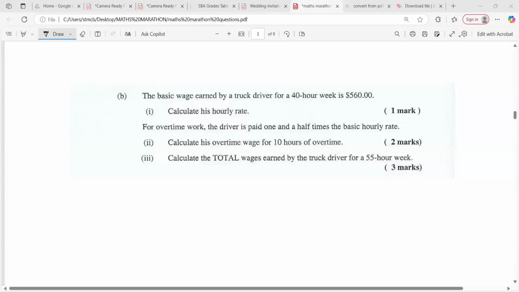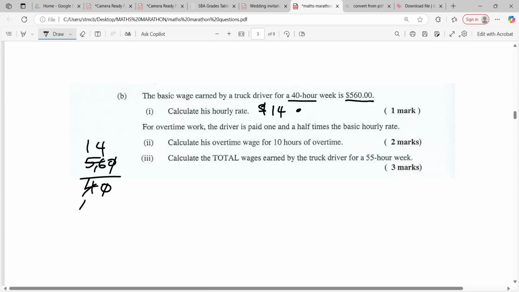Alright, so the basic wage earned by a truck driver for a 40-hour week is $560. Calculate his hourly rate. So it would be the total money that he gets divided by the total hours, right? So basically, you get $14 per hour.